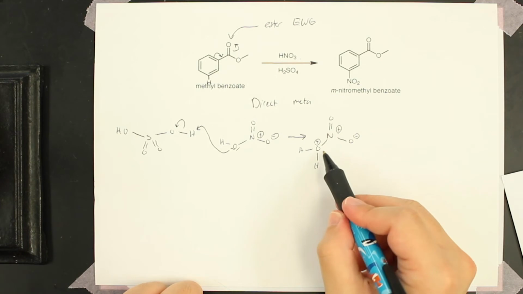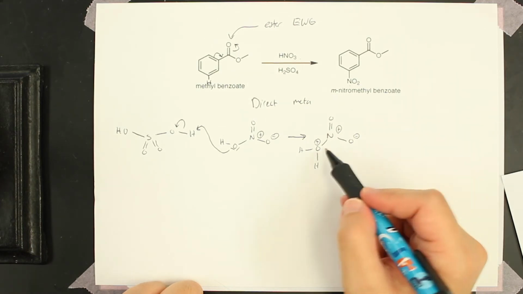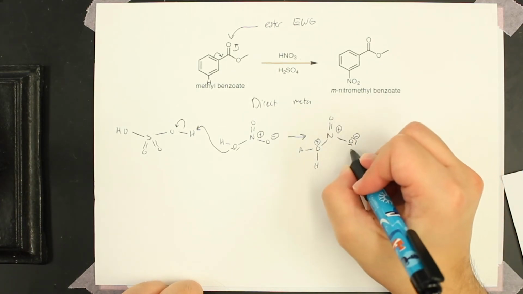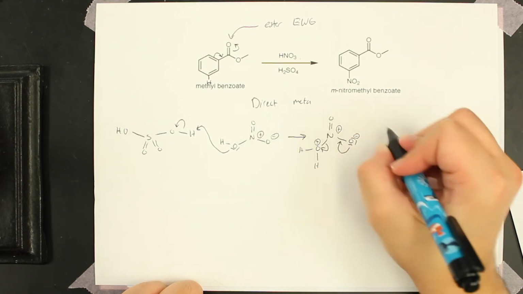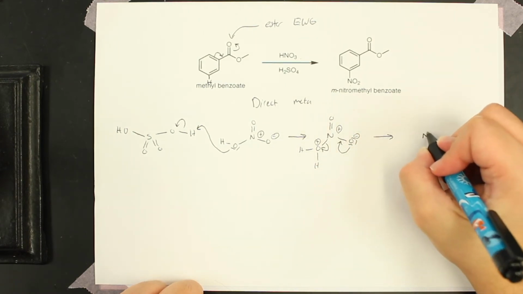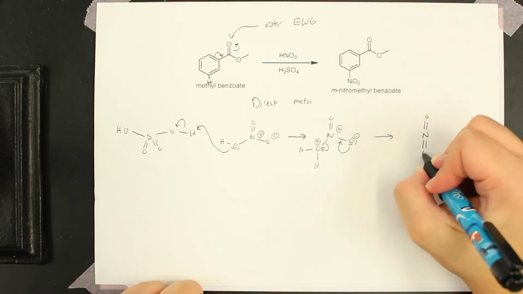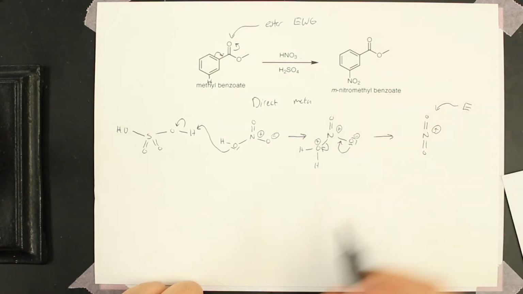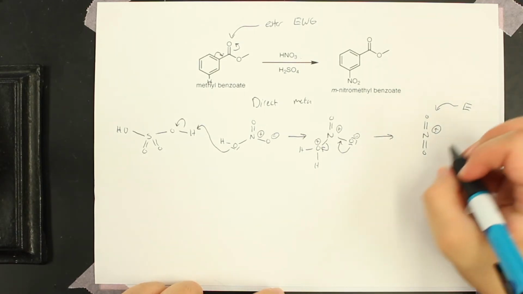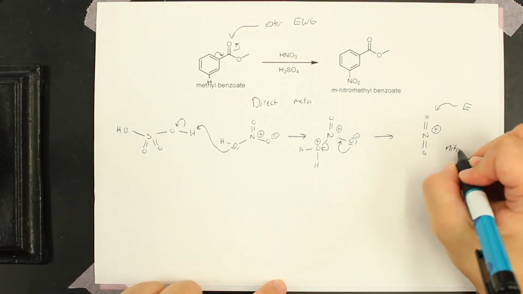Okay, and now you can see we have water. We have H2O here, and that's now a good leaving group. So what can happen is electrons from the lone pair on this oxygen come down, and it kicks off water. Okay, and now what we form is our active electrophile. This is the electrophile that's going to be reacting. And this molecule here is called nitronium.